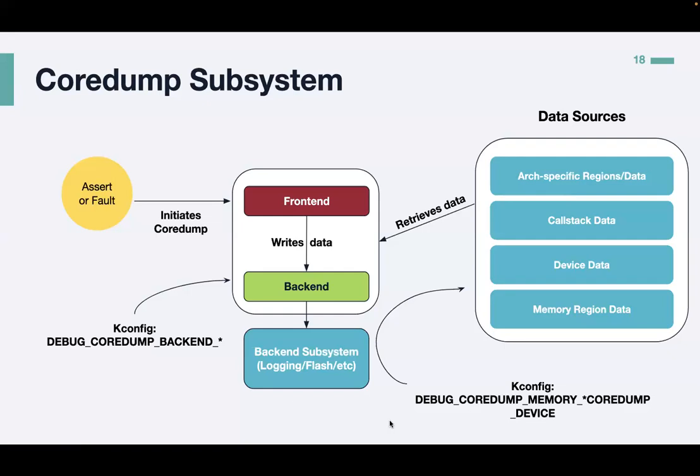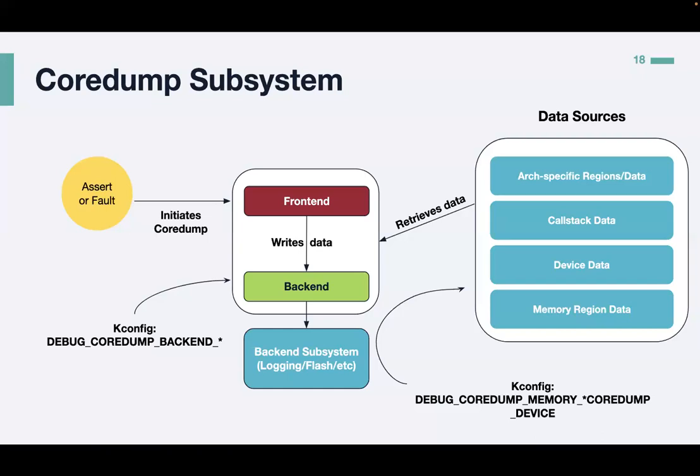Next, I'm going to talk about what components are there to the Zephyr Coredump subsystem. So we just went over what happens to cause a Coredump, and that is either an assertion occurs or a fault occurs. And this will call into the Zephyr Coredump front end. The front end is responsible for formatting all of the memory regions we use into Zephyr's Coredump format. The front end is responsible for retrieving data from the different data sources that we need.